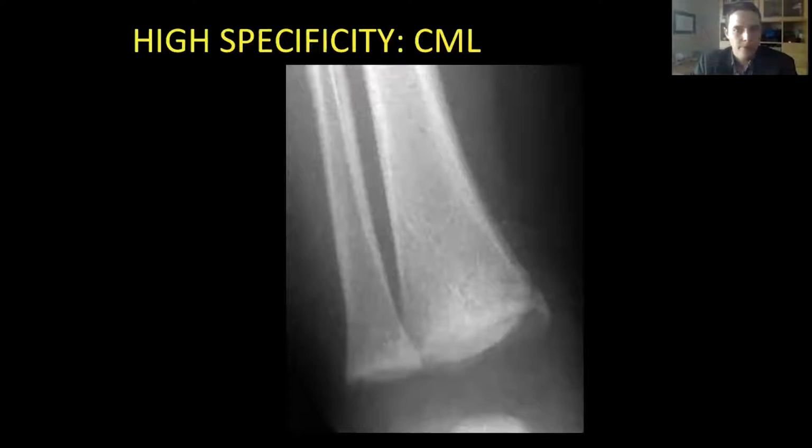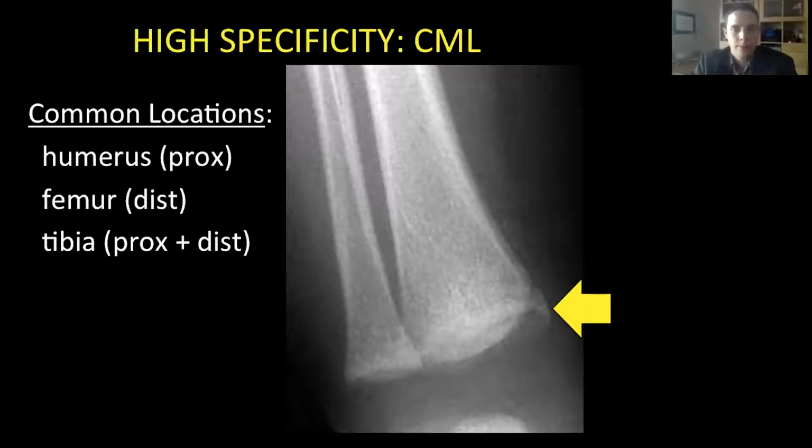So the CML comes by a number of names. It's known as the corner fracture, the bucket handle fracture. And the reason it has different names is because depending on how you catch it, it may have a different appearance. Here it just looks like the corner of the metaphysis is broken off, so it's called a corner fracture, but they're all the same thing.